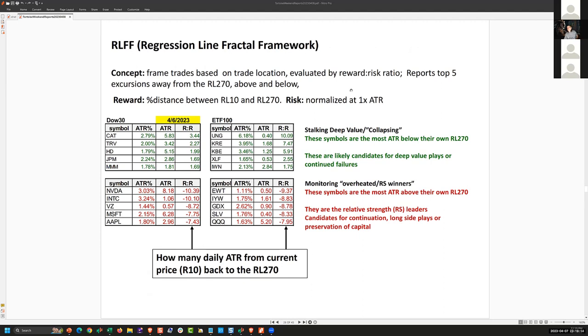This one looks at the regression line fractal framework. I told you before, 3 hours ago, that the RL270 is the long-term buy and holder's fair value. And that when the RL10 and the RL270 are together, the RL10 is the trader's price.